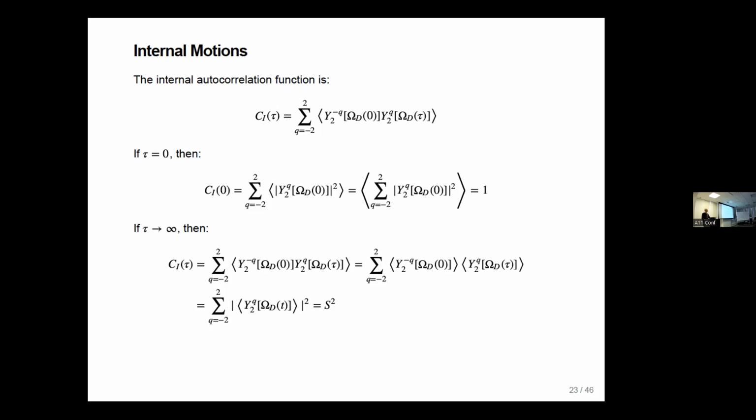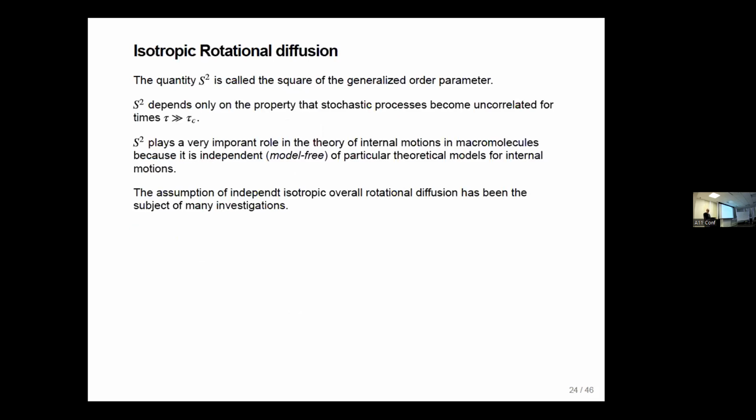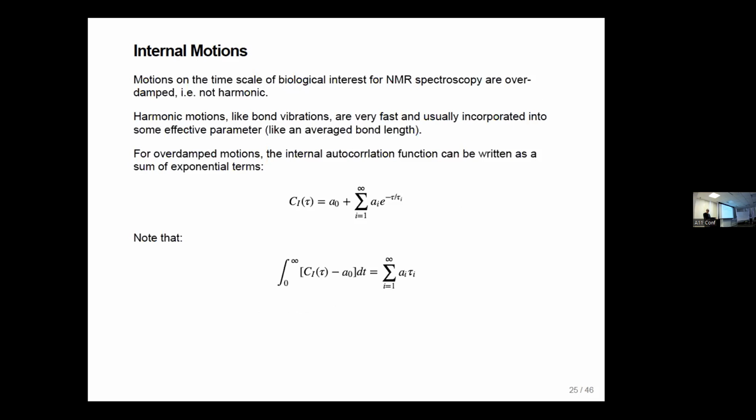So the order parameter becomes a measure of the amplitude of the sampled conformational space. And that's really nice. It doesn't depend on our model. It just depends on the property of autocorrelation functions. So in that sense, the order parameter is model independent. So then, of course, the autocorrelation function is going to decay somehow from an initial value of 1 to a final value of S squared.